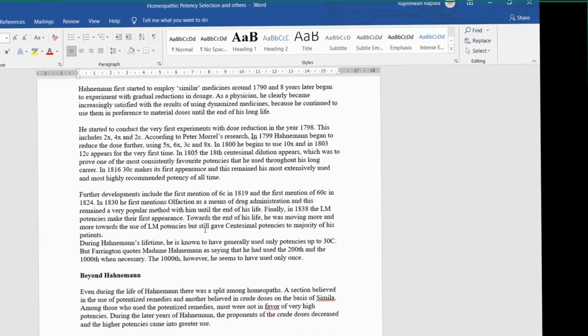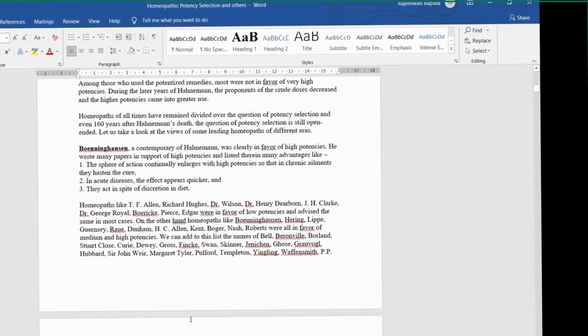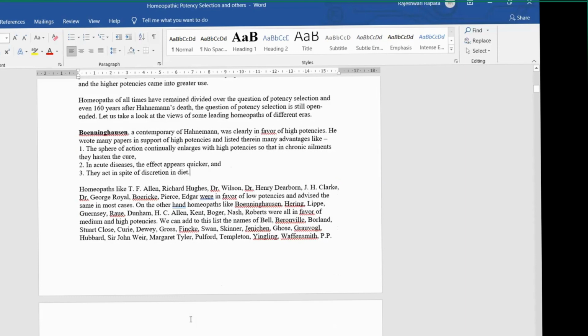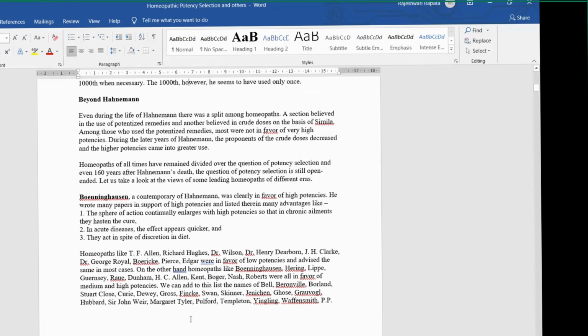And beyond Hahnemann, it is according to the experience of many other pioneers and stalwarts in homeopathy. They have also experimented with many doses, many kinds of potencies. So when Dr. Hahnemann passed away, there was some split amongst the homeopaths, and everybody had their own opinion and their own experience about the potencies. A section of the homeopaths believed that they had to use potentized remedies. Some other people believed that crude doses can also be given on the basis of similarity.